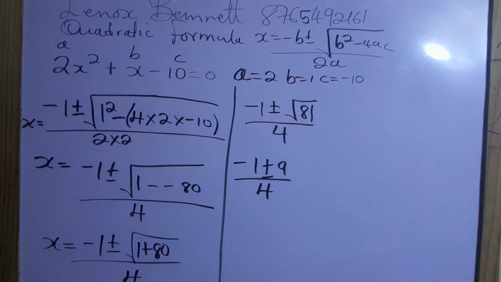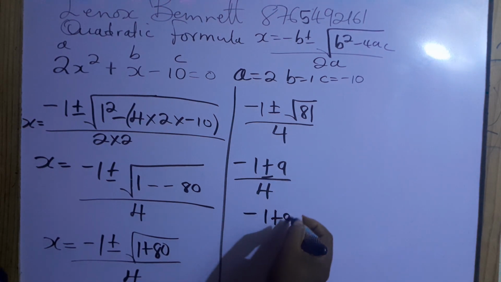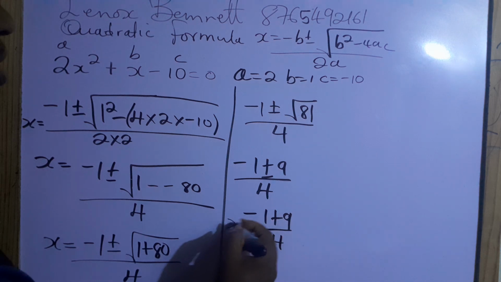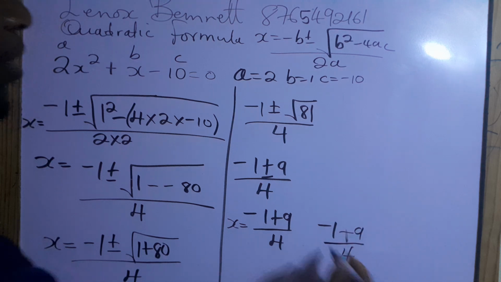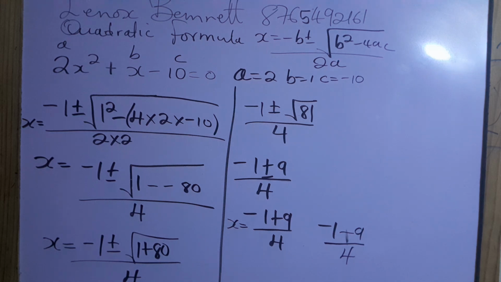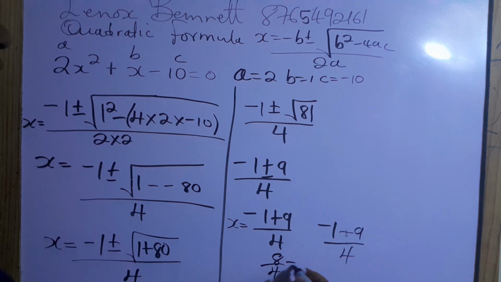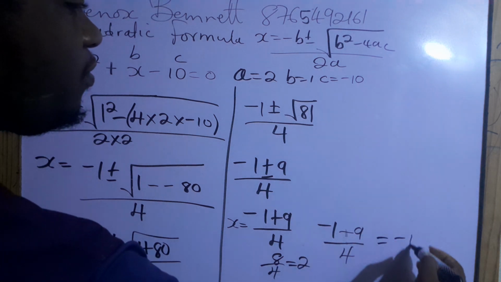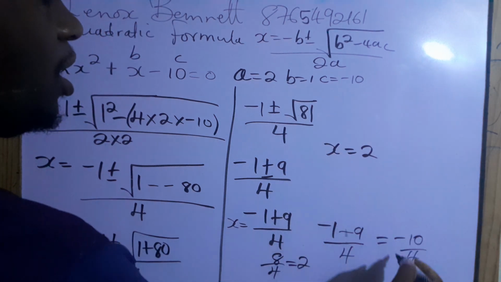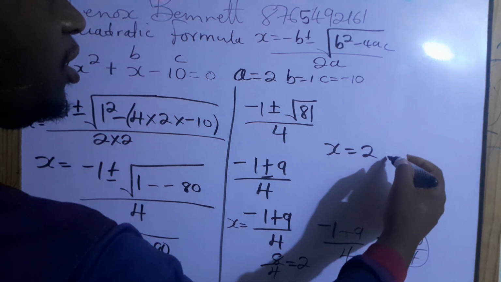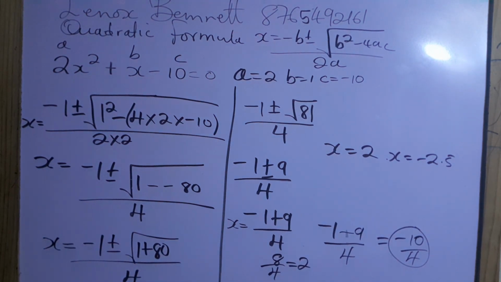Now we are supposed to get two solutions. First, we're going to take the positive, so it's negative 1 plus 9 over 4. And also, our next solution would be negative 1 minus 9 over 4. So that's why we have the plus or minus, right? Because we're going to actually do both. Let's simplify. This will give us 8 over 4, which is equal to 2. This one, both are negative, so that's negative 10 over 4. So x is equal to 2. And also, this works out to negative 2.5. So that would be our answer.